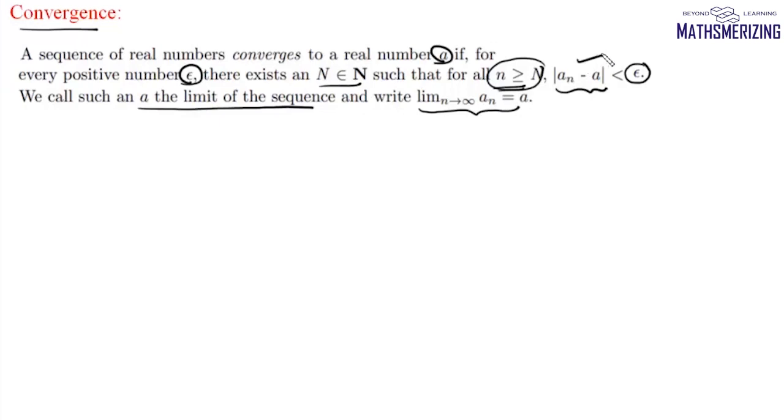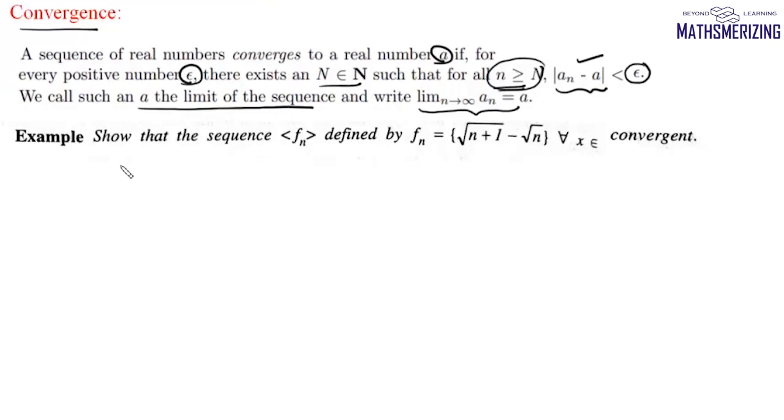So let us take up an example. Here the question is, show that the sequence fn defined by fn equals root of n plus 1 minus root n is convergent. Now one of the limitations of this standard method of checking convergence is that we must know this a in order to check convergence using this epsilon method. Now it is not given in the question, but we know that this function fn converges to 0.